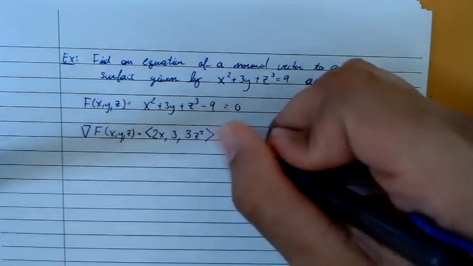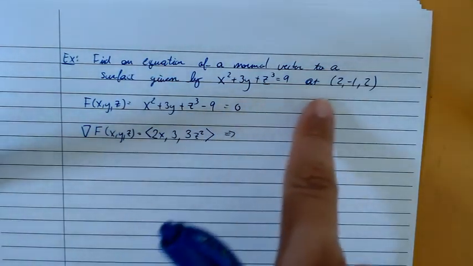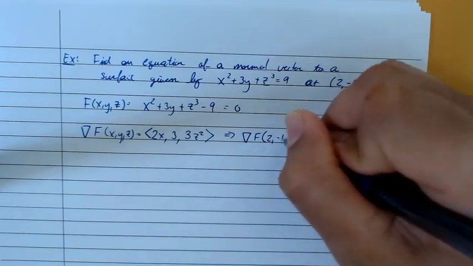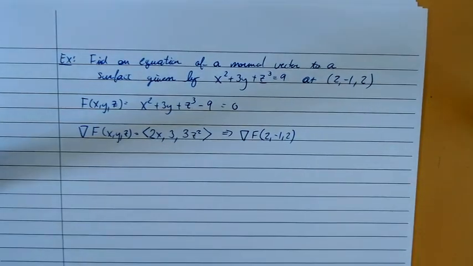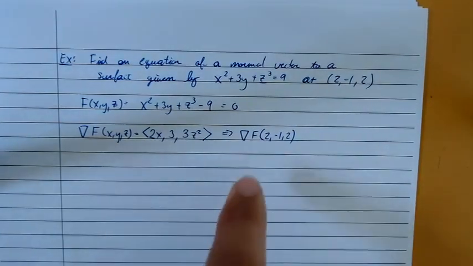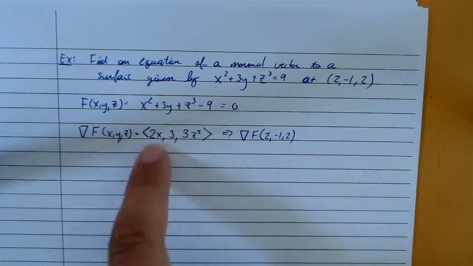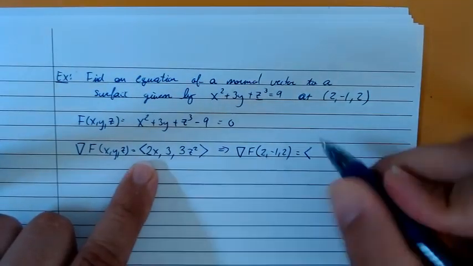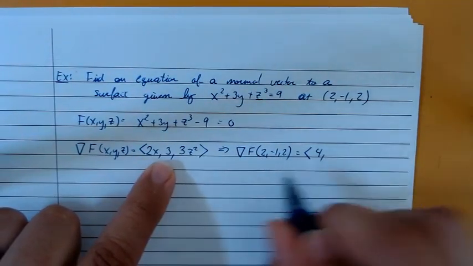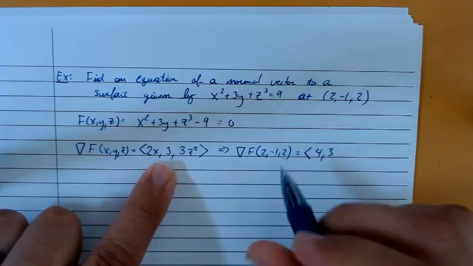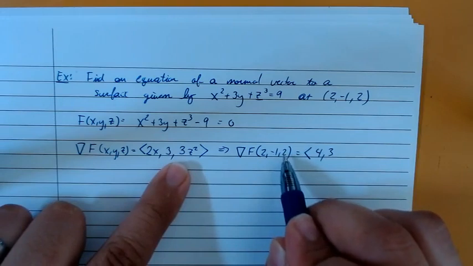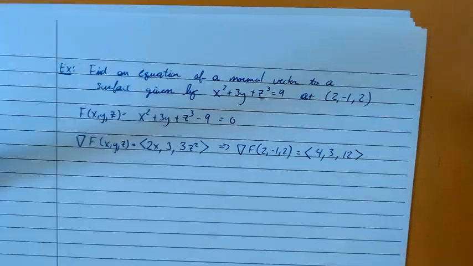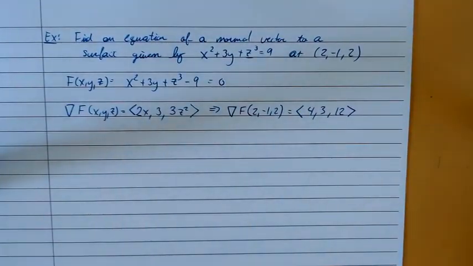Okay. So now we want to find that gradient at that particular point. So gradient of f at 2, -1, 2. Now we can take those values and substitute into this gradient to get our result. So that'll be 2 times 2, which is 4. That's a constant 3, so it doesn't matter what we're plugging in, so we'll leave that as a 3. And here for z, we're plugging in 2, so 2 squared is 4 times 3 will give us 12. Okay, so there's our gradient like that.